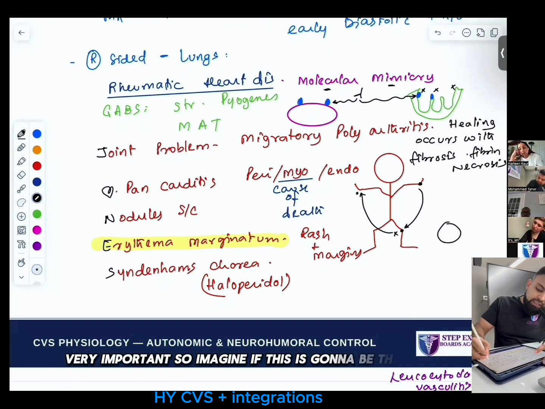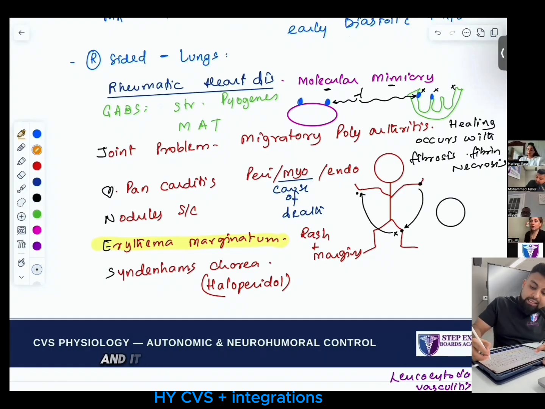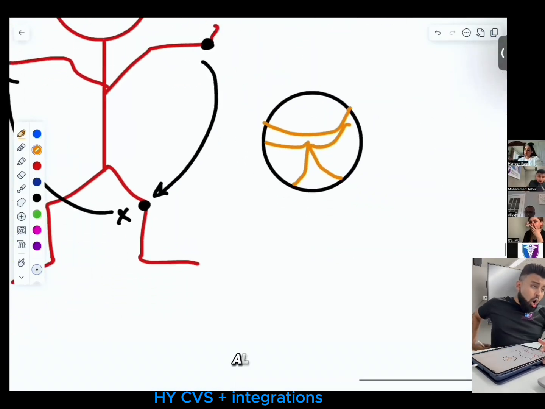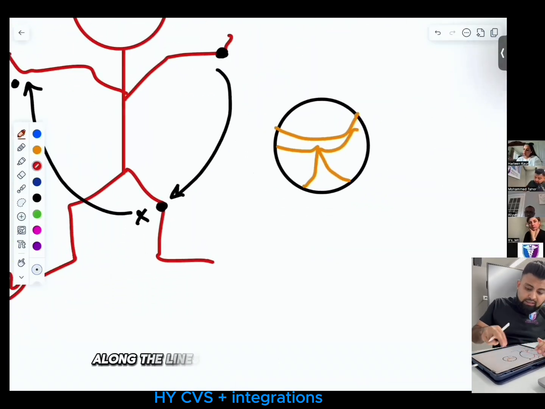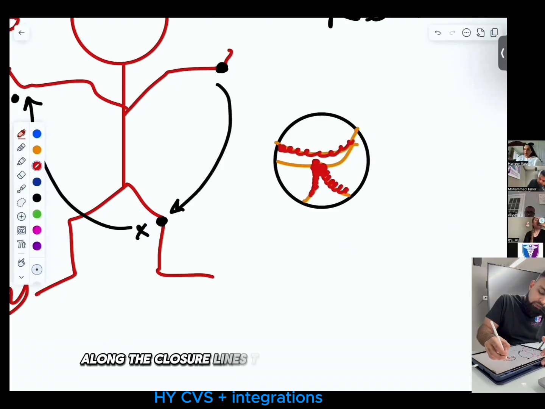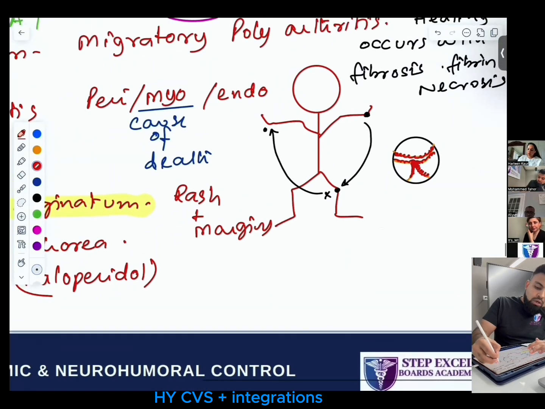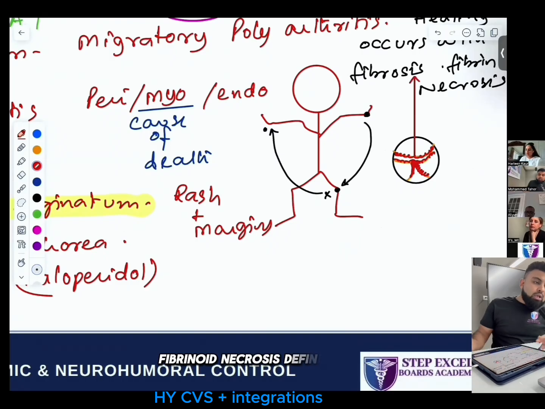So imagine this is the valve. Please pay attention. You will come across this in NBME as well, and it is in my high yield notes as well. Along the lines of closure, there is fibrinoid necrosis. Definitely, you must remember this in acute rheumatic fever.